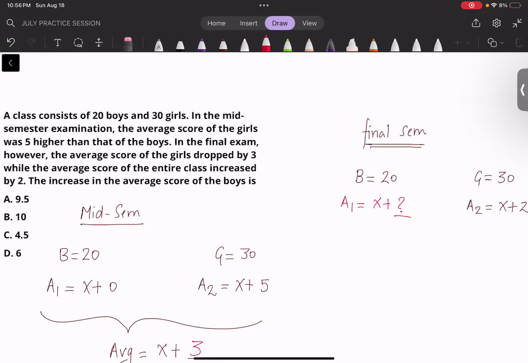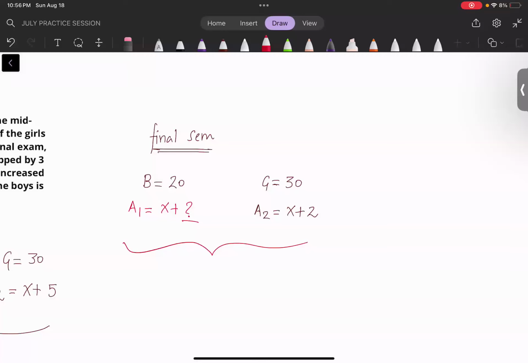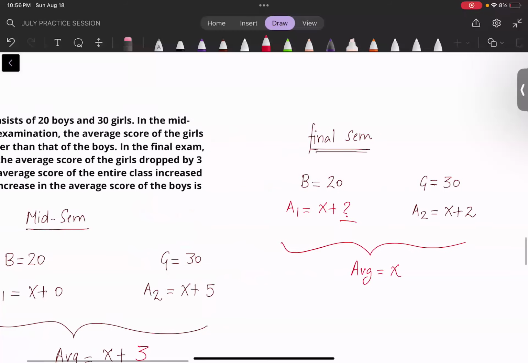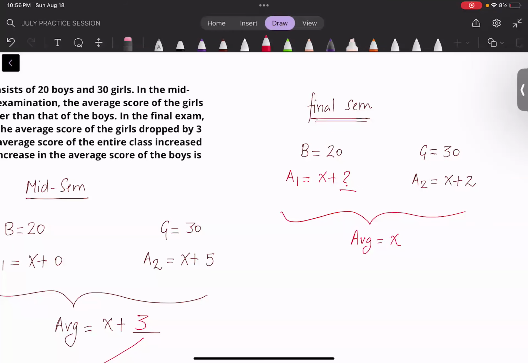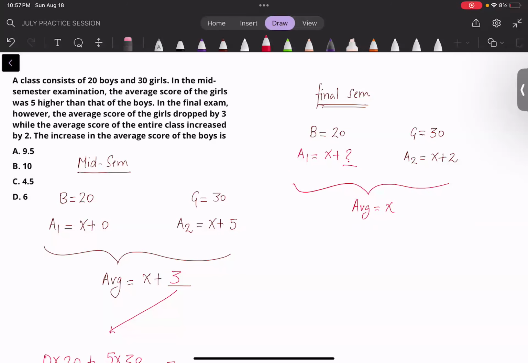All right. What is the overall average? Is it given? Yes. Entire class increased by 2. So in the final sem, the average of the whole class increased by 2. Previously, it was X plus 3. Now it has increased by 2. So how much will it be? 5. Okay. X plus 5. Because increase of 2. So previously it was 3. Now it is 3 plus 2, 5.